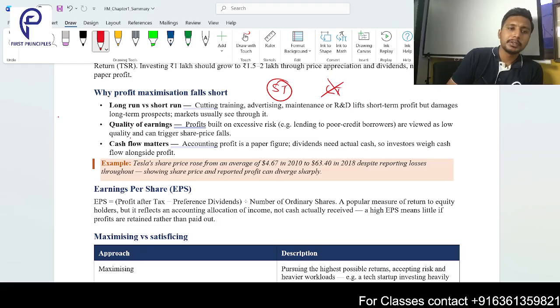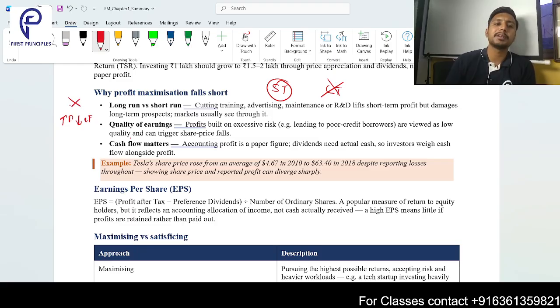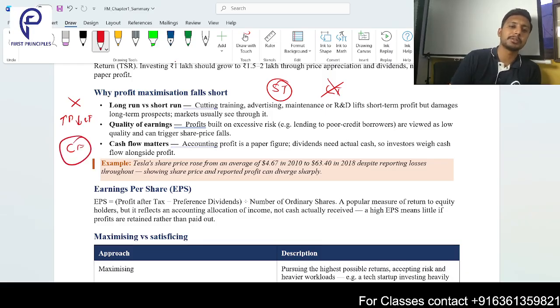Quality of earnings. If you have too much profit but too little cash flow, then your earnings are not of high quality. You're earning a lot of profit, but liquid cash is very low. Cash flow is most important, because you might have crores of rupees in profit, but if you don't have the cash flow to pay your bills, how will your business operate?